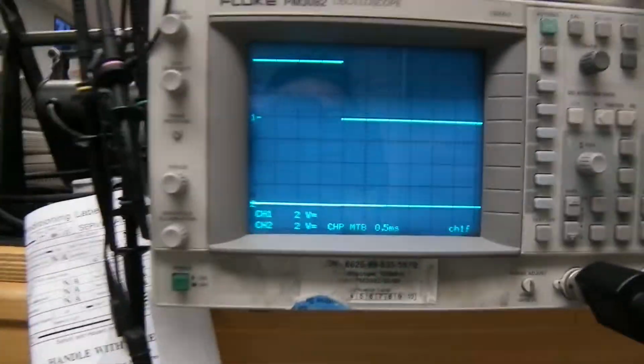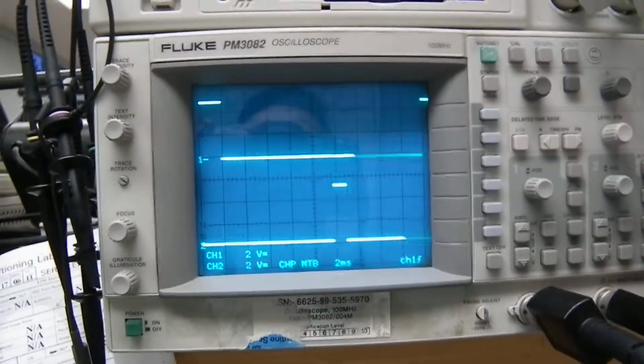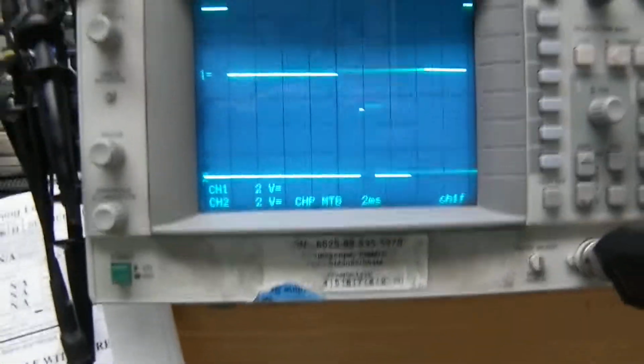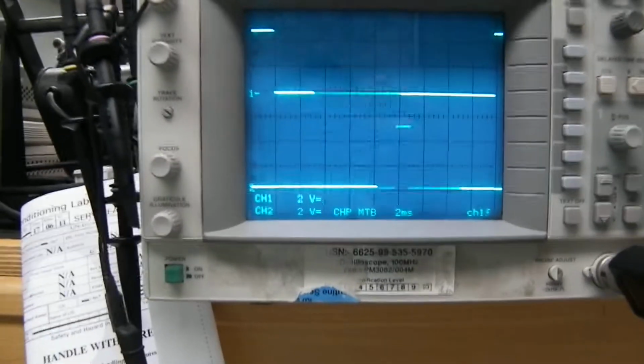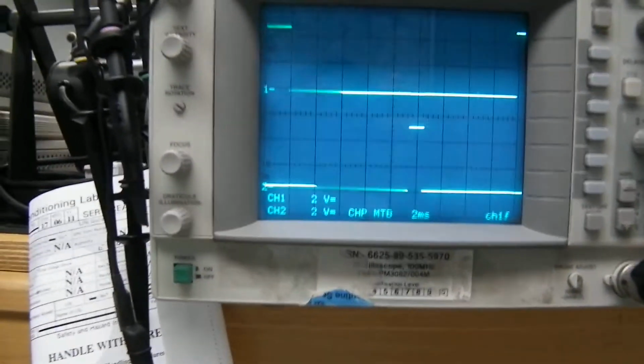If I just space out the time base a little bit, we can see a little more clearly what's actually going on. Okay, you can see clearly that the two waveforms are asynchronous.